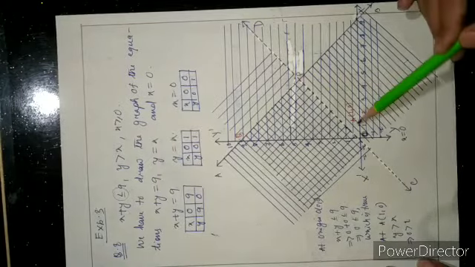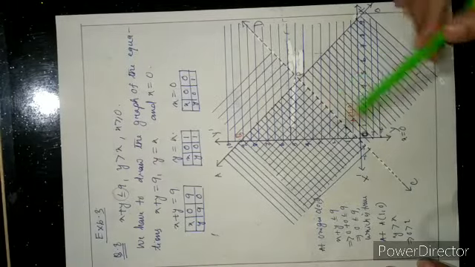The plane containing origin, that is the plane below the line AB.